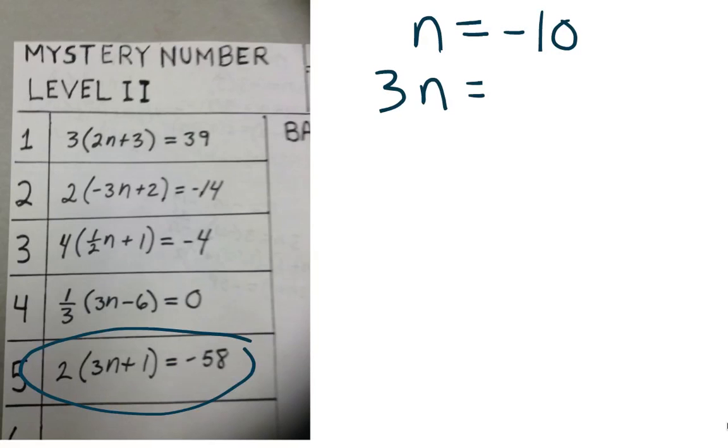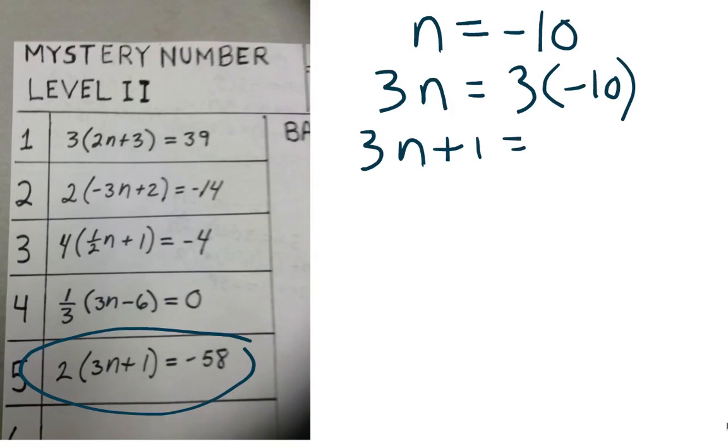And finally, on number 5, we're going to start with a value of negative 10. Again, we're going to triple each side. So now we're at negative 30. Then we're going to add 1 to both sides. We're at negative 29.